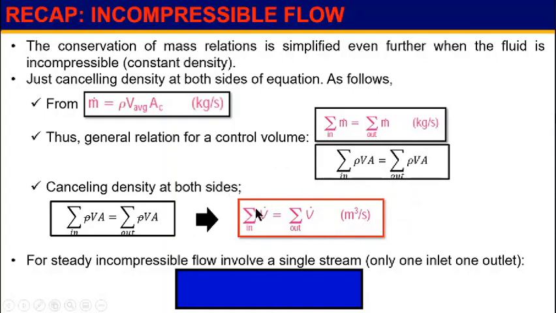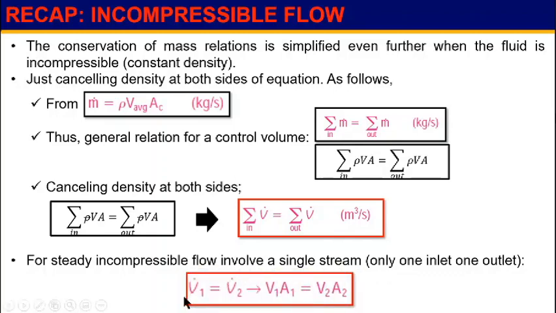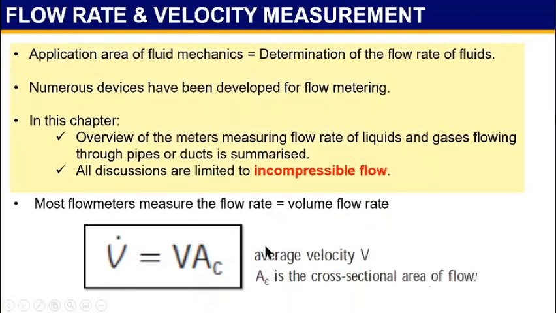So for steady incompressible flow involving a single stream, which means we only have one inlet and one outlet, V dot 1 equal to V dot 2, equivalent to V1A1 equal to V2A2. So you have to answer like this in midterm examination in order for you guys to get full marks. Okay. Alright, now we already recap on incompressible flow.